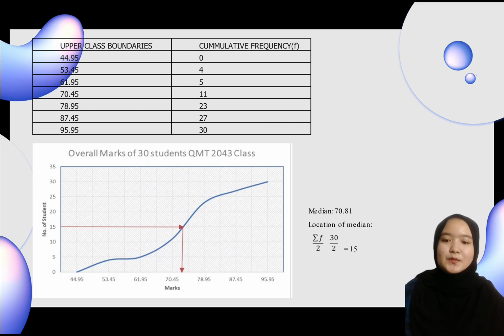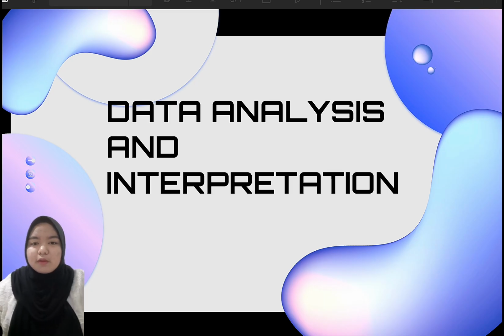In Test 1, the mode is 10.4, while the median is 10.31. In Test 2, the mode is 6.57 while the median is 6.81. And for overall marks, the mode is 74.7 and the median is 70.81.